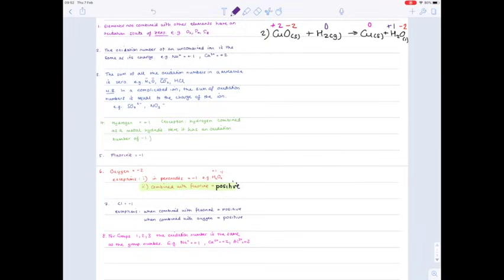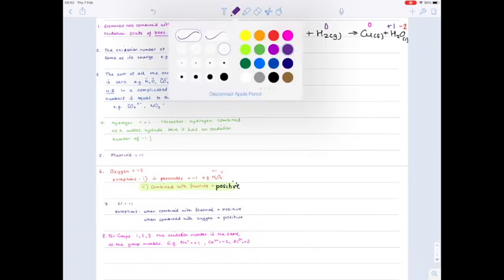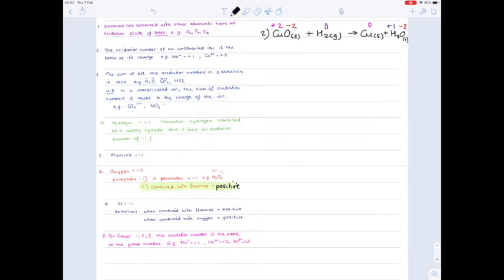And now we can work out what has been oxidized and what has been reduced. So copper has gone from +2 to 0, which means it has gained electrons in order to become effectively more negative. So copper has been reduced. And we might as well write the matching statement here, which is that it acts as an oxidizing agent.